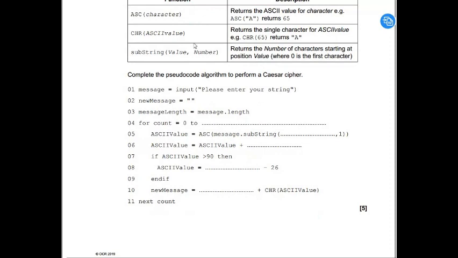ASCII, returning the ASCII value. Character, returning the character. Substring, we're returning the number of characters starting at the position value where 0 is the first. So what we need to do is complete the pseudocode, filling in the blanks. So we're asking us to enter a string. The new string is an empty string. Message length is going to be message.length. And then it's going to be for count = 0 to message length minus 1.